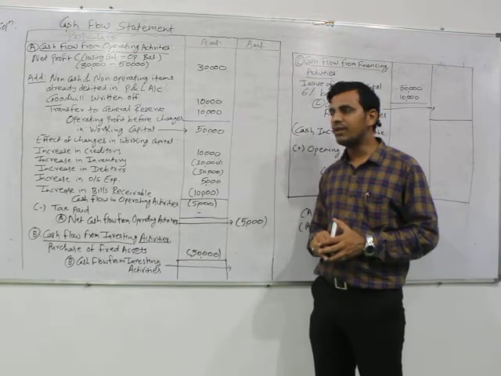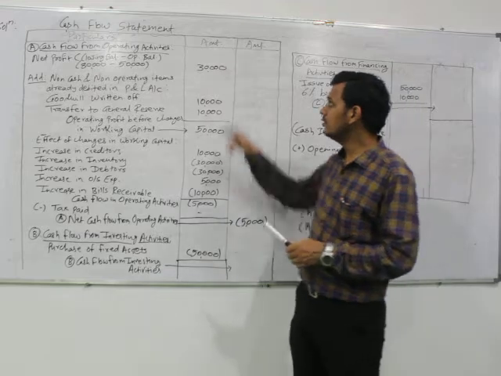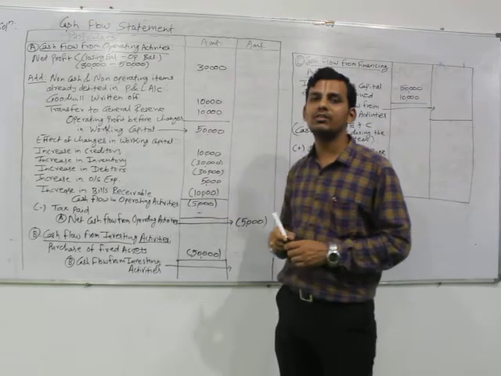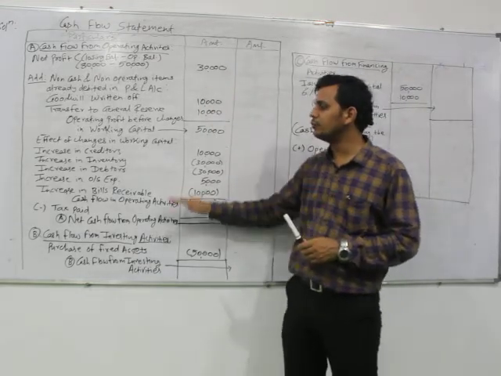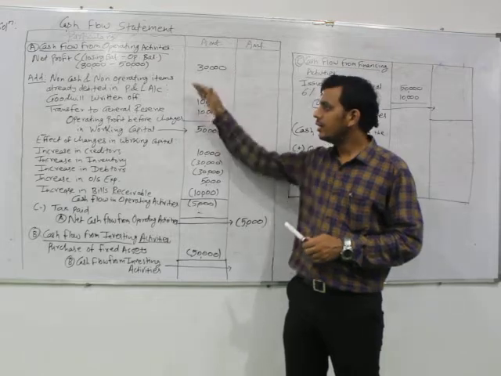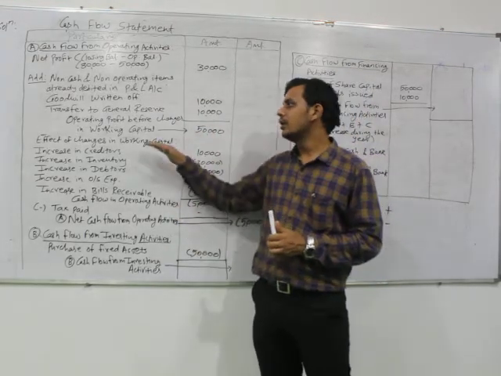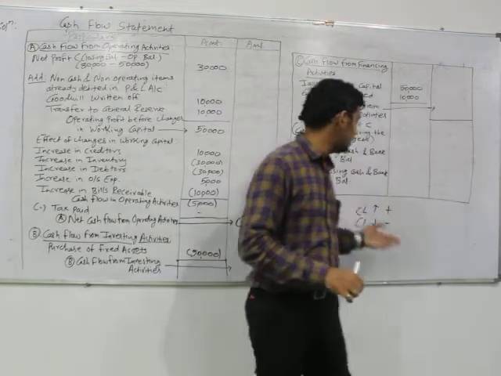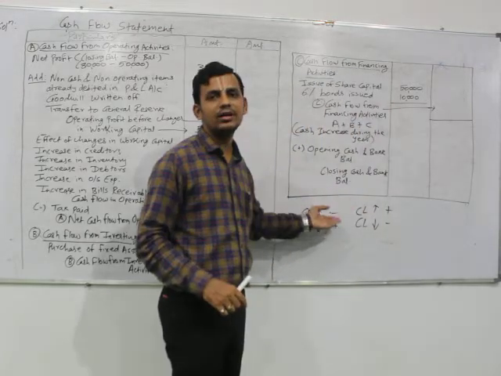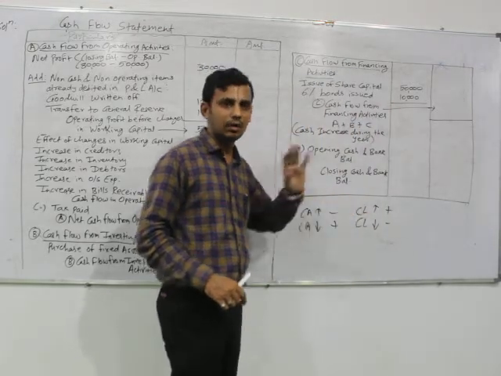Negative 5,000. This is the main segment which we need to understand, because the majority of the adjustments belong to this segment, and it is quite tricky while recording. The effect of working capital changes we can record by this formula: current asset increase minus, current liability increase plus.